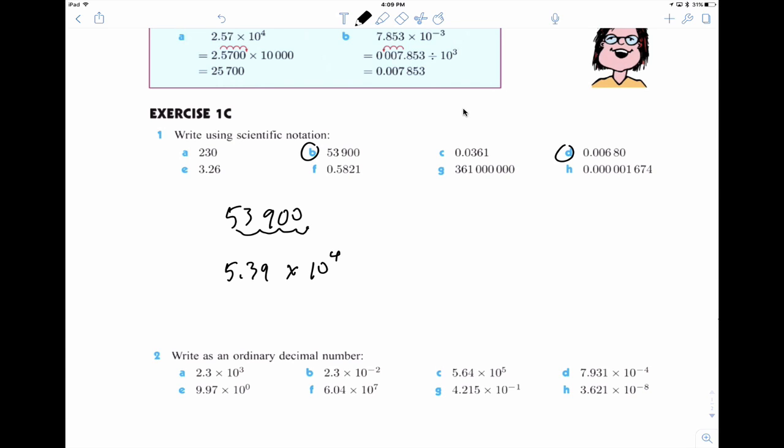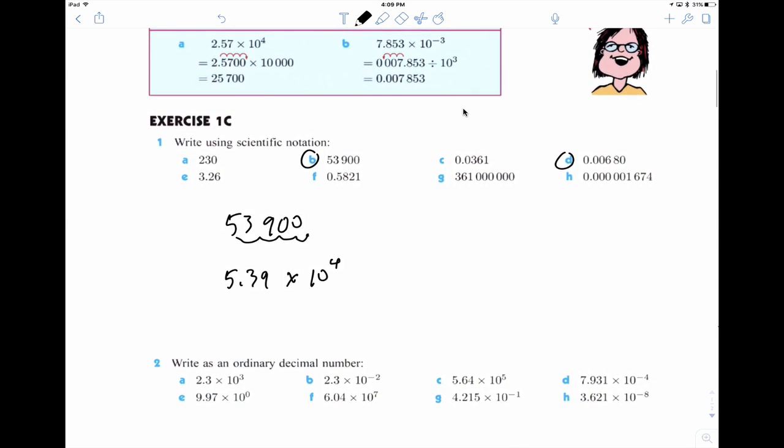Let's prove that it worked, longhand, by multiplying 10 to the power of 4 times 5.39. 10 to the power of 4 is, well, just recall 10 to the power of 2 is 100. 10 to the power of 3 is 1,000. 10 to the power of 4 is 10,000. I think that's not that big of a deal, but just to be clear about it.